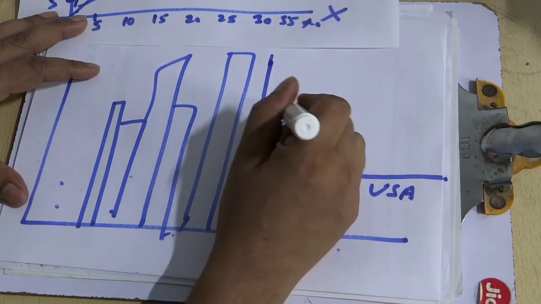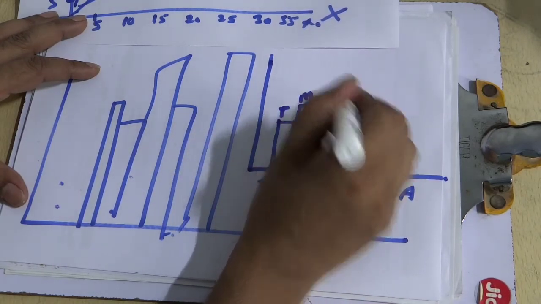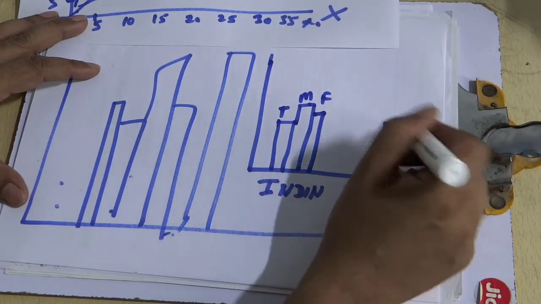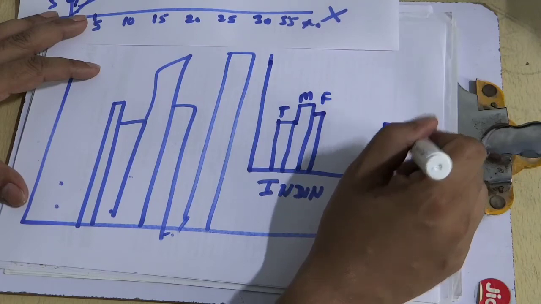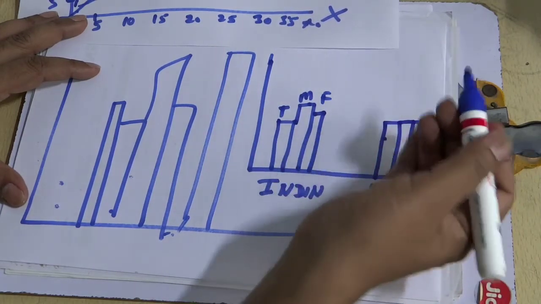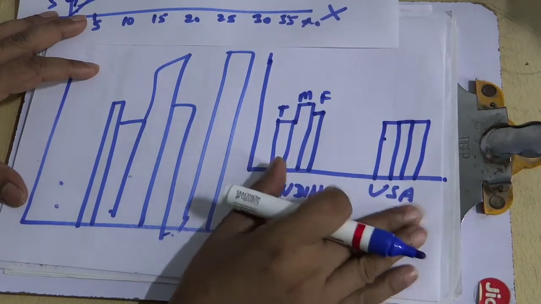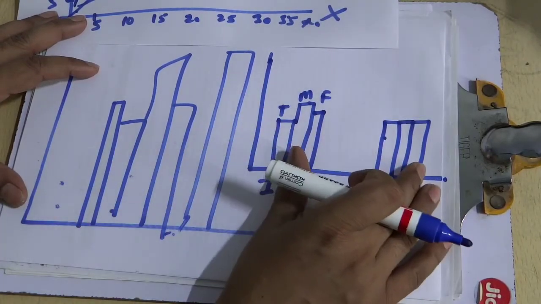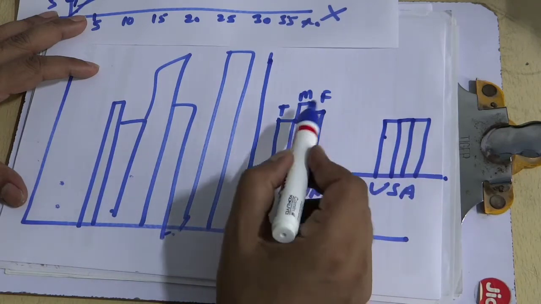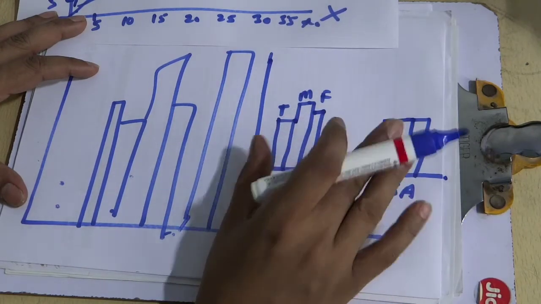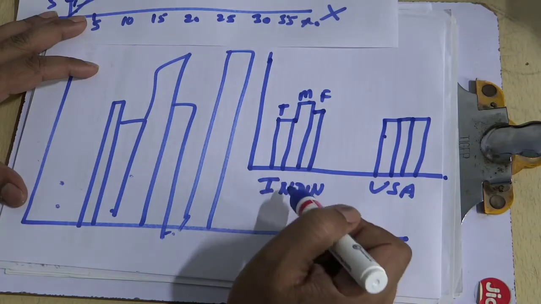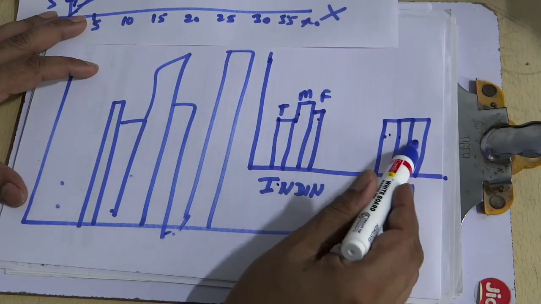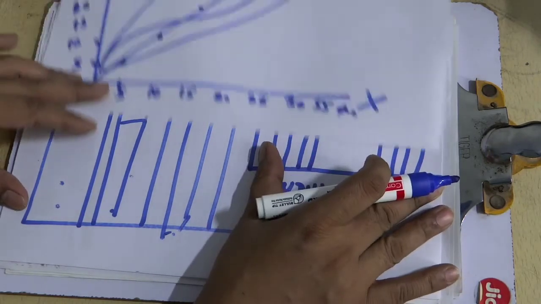So here we can see this is total, this is male, this is female, and at the same time we can draw the data for the US, where the US has almost 100% literacy rate, so it will come like this. But here we have very limited possibility to compare the two sets of data. Say for example, here we actually have not two sets of data, rather three sets of data: total, male, female for India and total, male, female for the US. There are six sets of data.